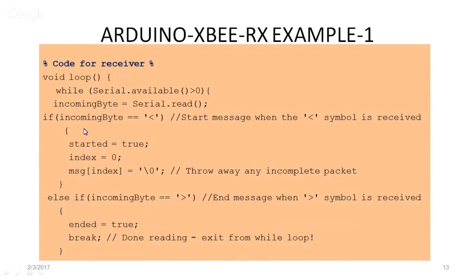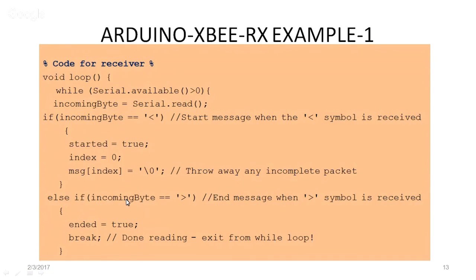For the receiving, we can see in the program that if the incoming byte is this symbol, this is your start symbol which I have put in your transmission program. So if the incoming byte is this, then it means that the data which is valuable for you is coming. Now we will put started as true. That means we are going to get your value. We will put your index at 0, the first array element message 0, and it will put 0.